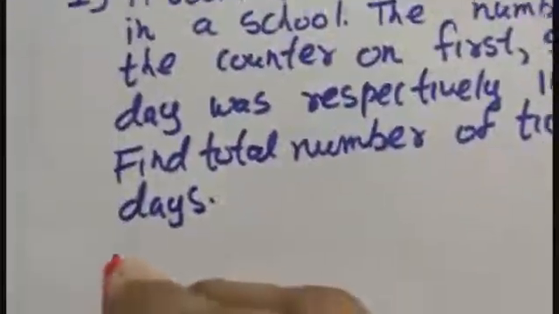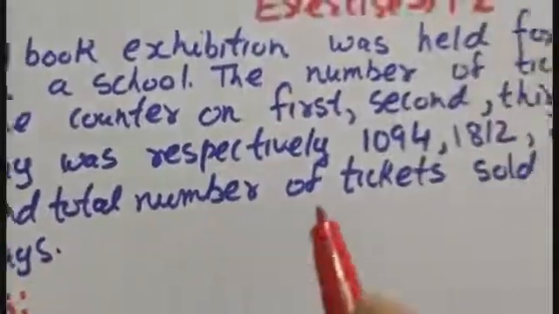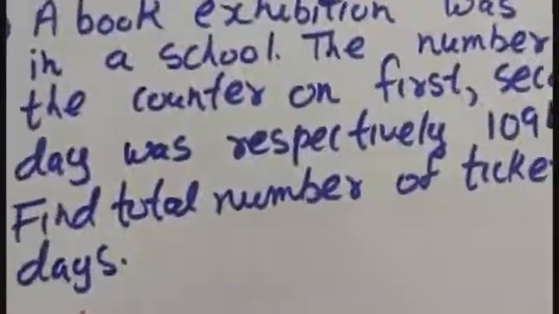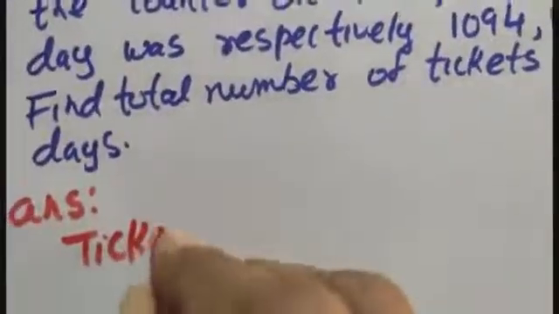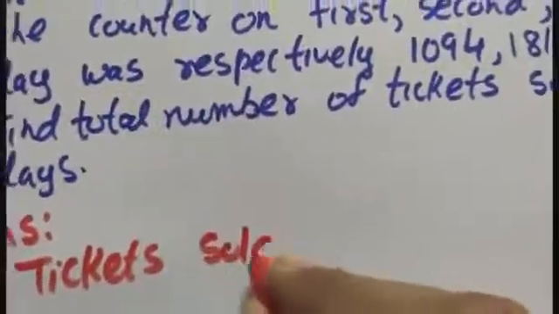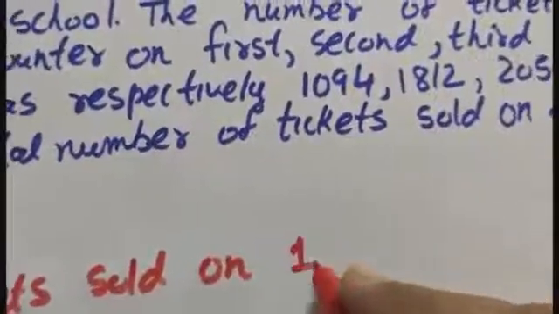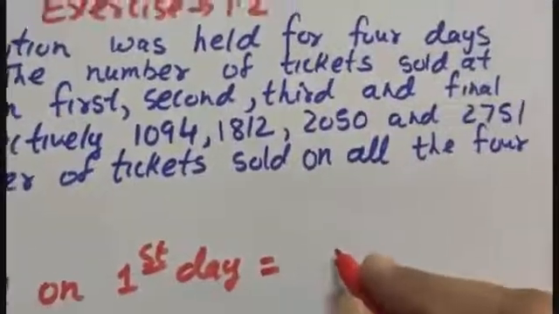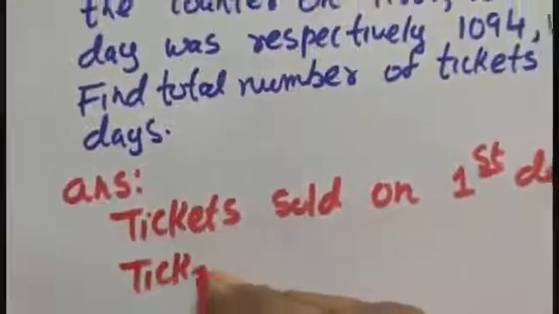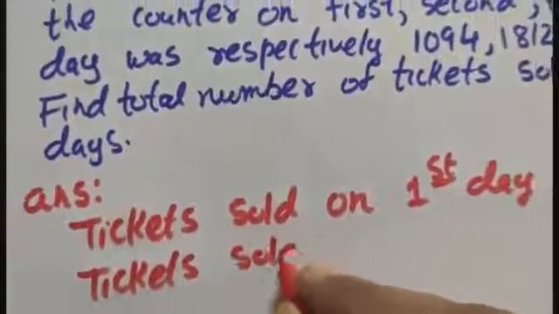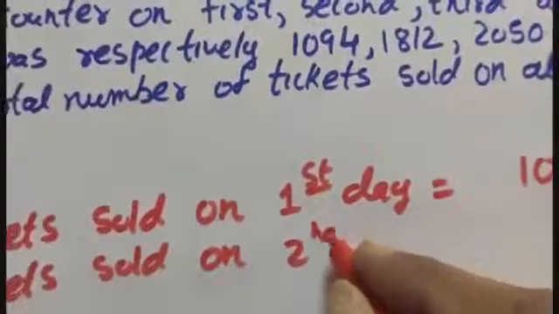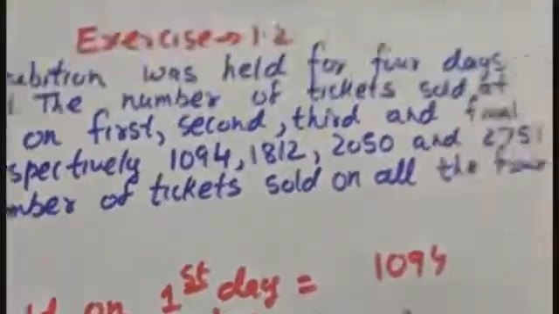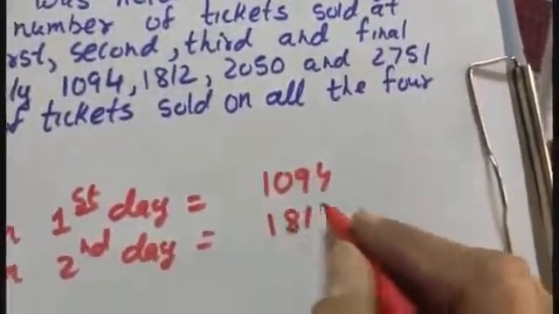So we will solve this sum. Answer: find the number of tickets sold on all 4 days. So we will write tickets sold on the first day, that is 1094. Then tickets sold on the second day, that is 1812.